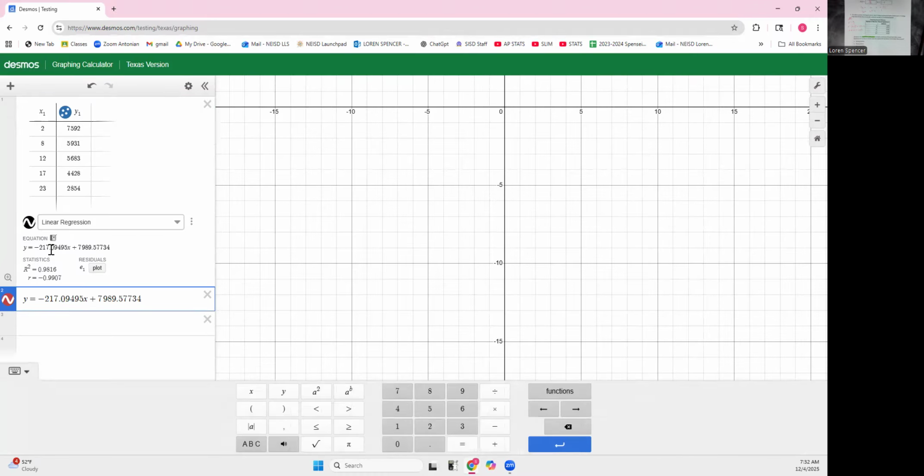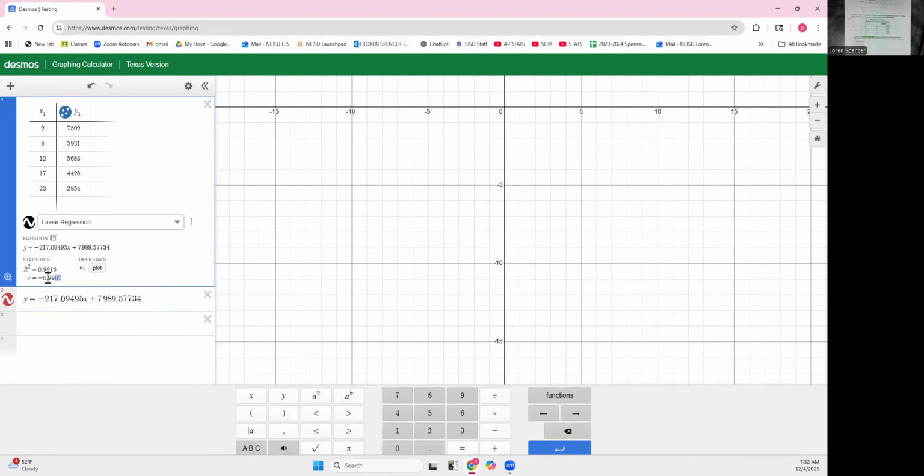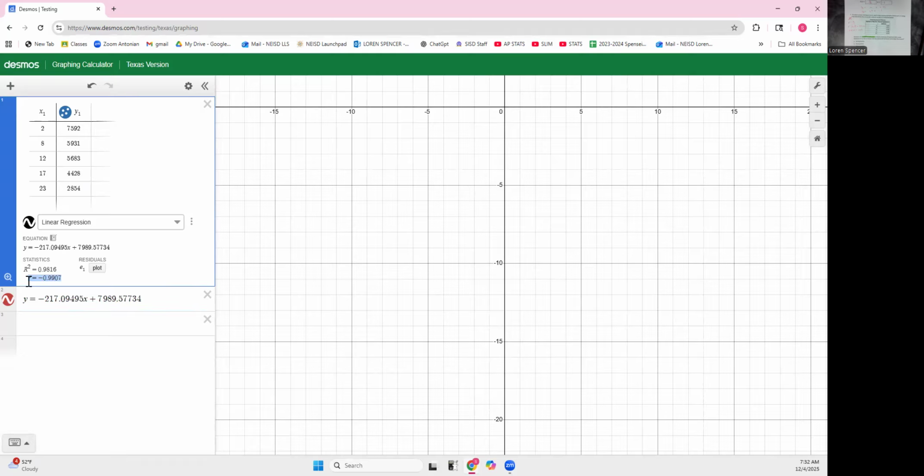but I really don't need it. There's a linear equation if I wanted it, but what I really wanted is this R value. In this case, our R value is negative 0.9907. So R equals negative 0.9907. That's all I need to answer this question. So I've written that down, and we're going to go back to my paper.